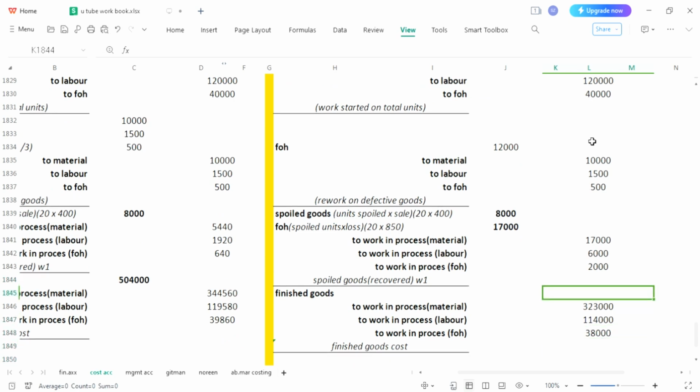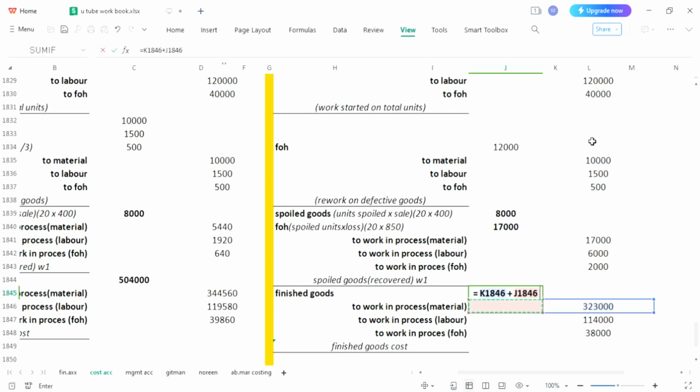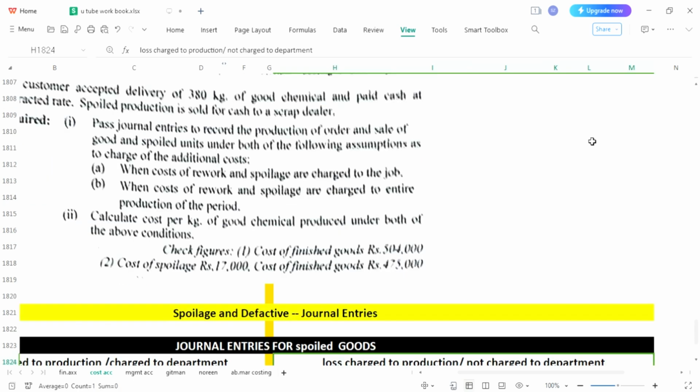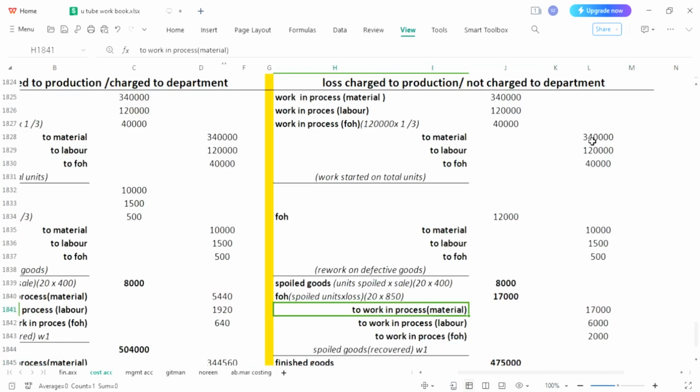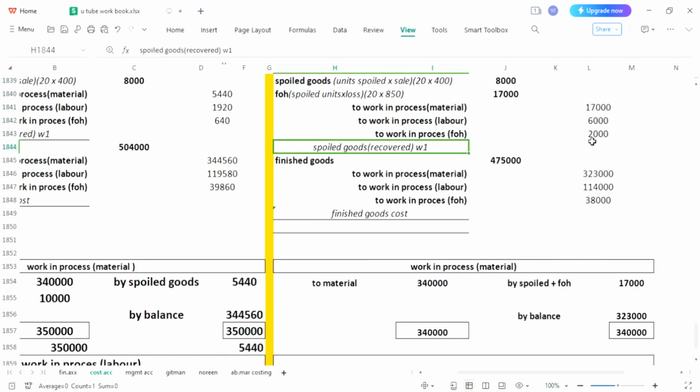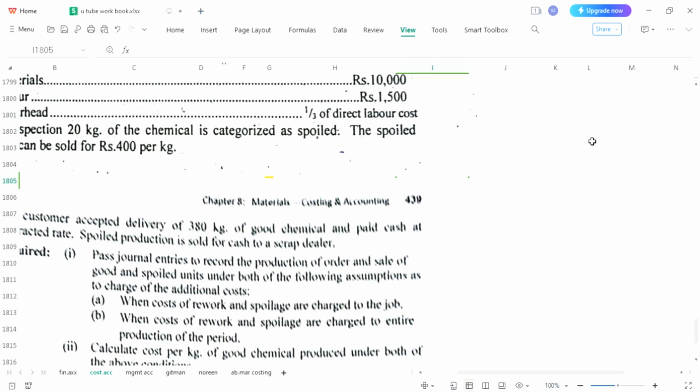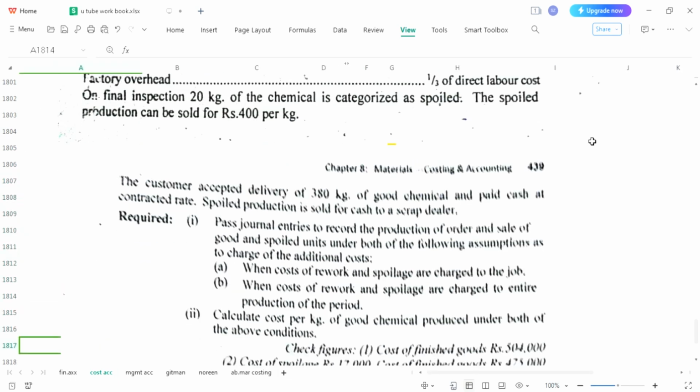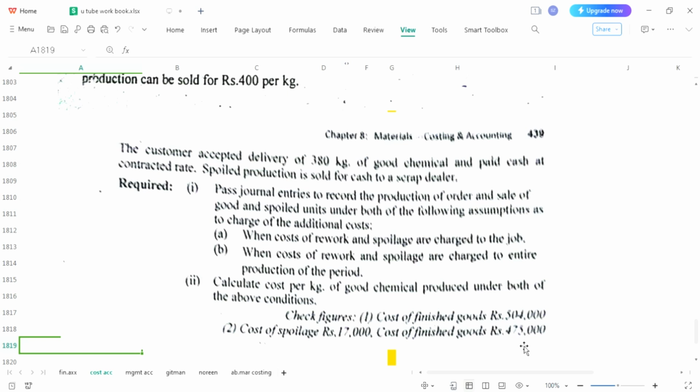For the fourth entry, there is no formula for finished goods. What you will do, you will apply the simple accounting principle which says that the debit and credit side would always be equal. On the credit side, there are three amounts. You will take the sum of these three amounts and write it over here. In this way, the finished goods amount has also been calculated for the second part as well. This is your finished goods, 470,000. Let's check the answer. Here we have the second part, and the answer is 475,000.